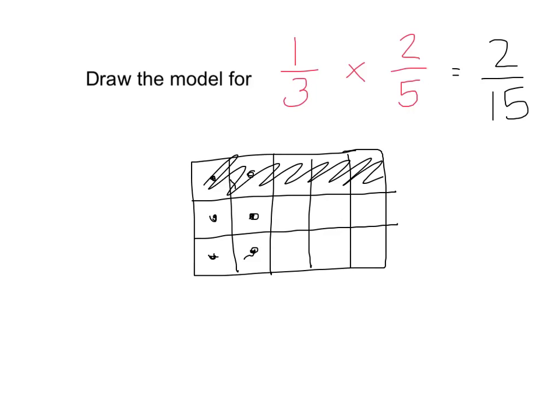Now there's a couple different ways that you can make these models. You could have, instead of shading first like I did, you could have gone ahead and done dots for that. But I find when I'm doing models and drawing them myself, it's a little bit easier to start out with the shading and then finish out with the dots.